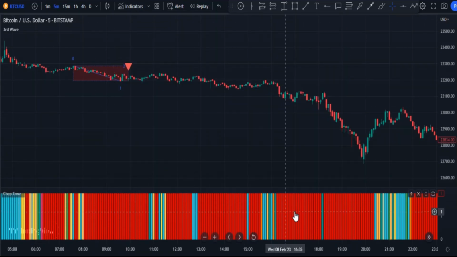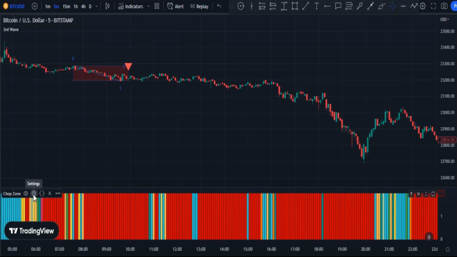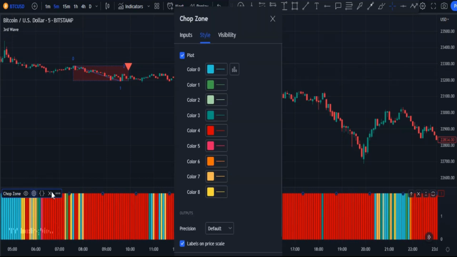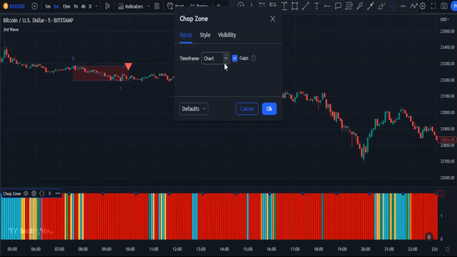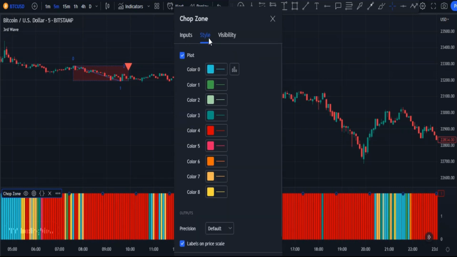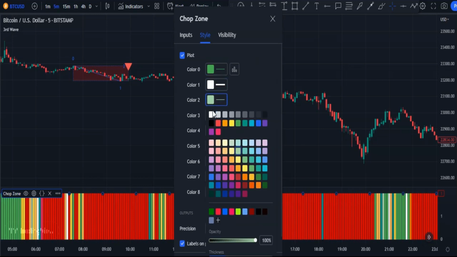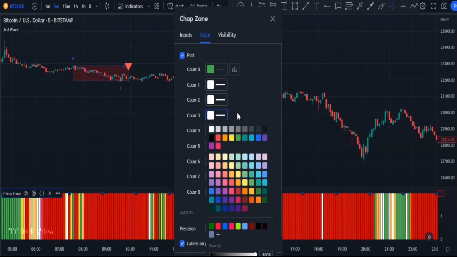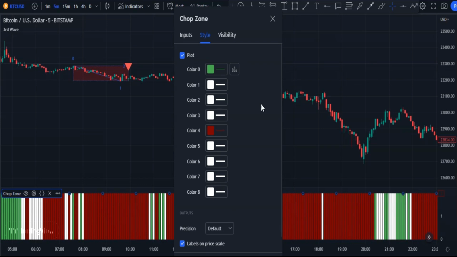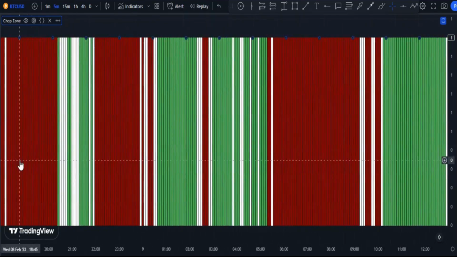This is the Chop Zone indicator that is being showcased in an oscillator form under the graph. We need to optimize this indicator, so I open its settings and in the Inputs tab, I make sure the time frame is set to chart. Next, in the Style tab, change the Color 0 option to green, Color 1 to white, Color 2 to white as well, Color 3 to white too, and then set the Color 4 option to red and set all other color options to white. Let me tell you what these colors mean.